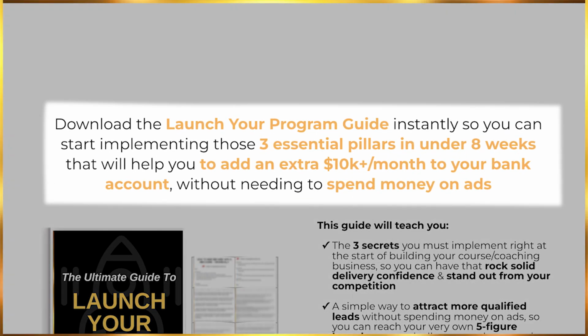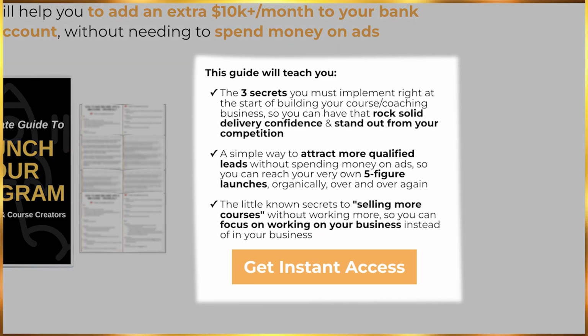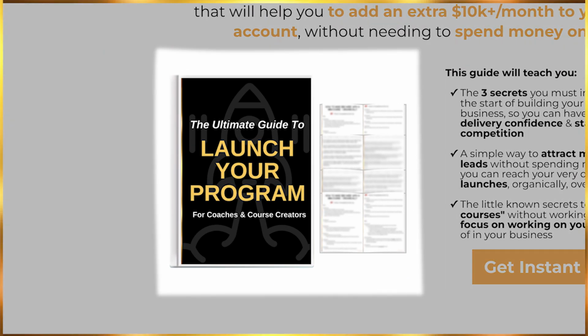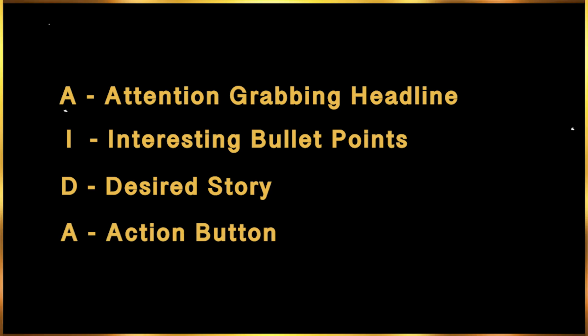So the structure of this landing page is basically based on the AIDA framework, which is a framework in copywriting, which stands for A for attention-grabbing headline, I for interest bullet points, D for desire story, which could also mean the social proof, and A, the action button.